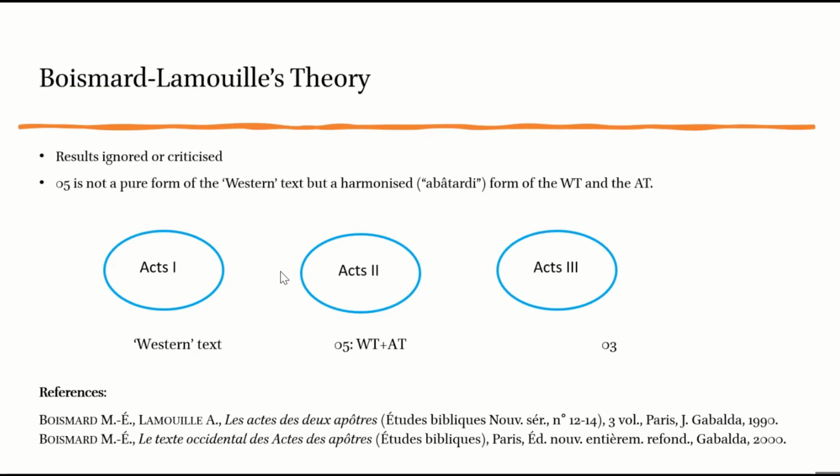So here, what I would like to suggest is that this analysis that I've done on the conflated reading and harmonistic reading would be that actually in 127, which is the papyrus that Boismard-Lamouille had no access to, would be maybe an evidence of this type of a purer text, being closer to the Western text, at least closer than what 05 is. So this is a different approach leading to the same conclusions as Boismard-Lamouille had said, without prior knowledge of 127.